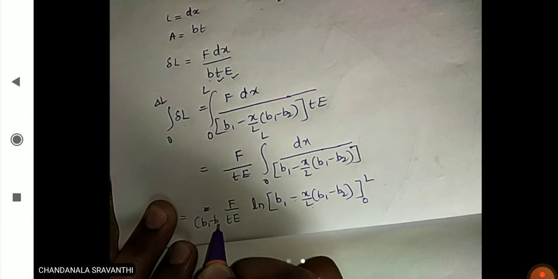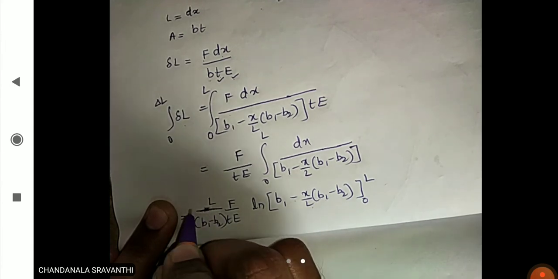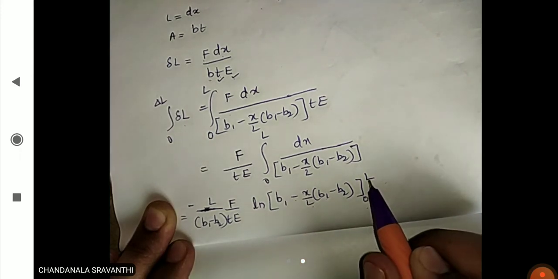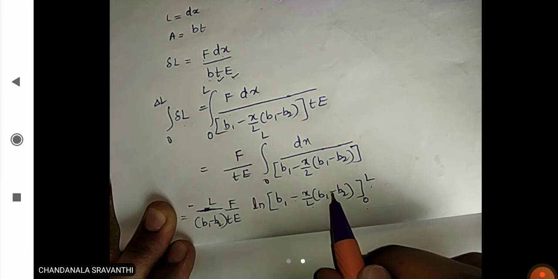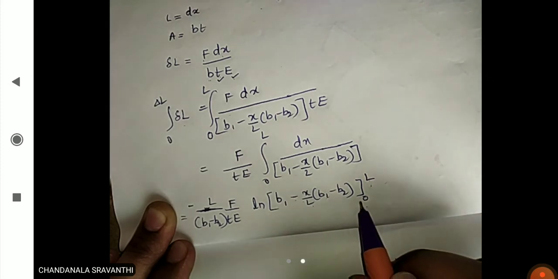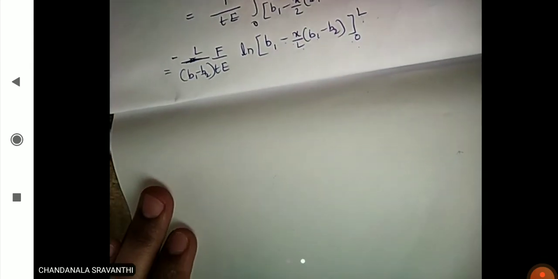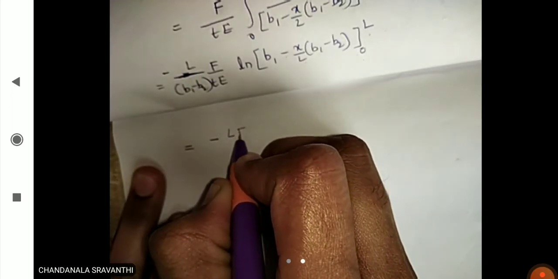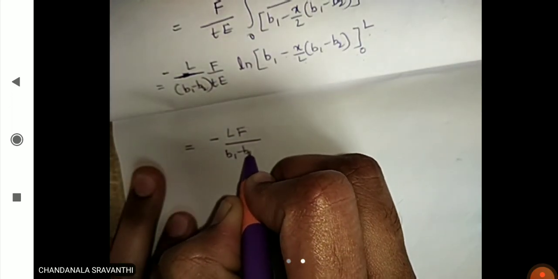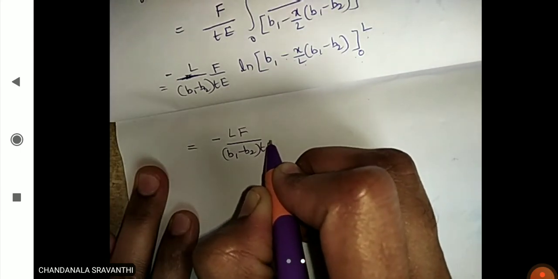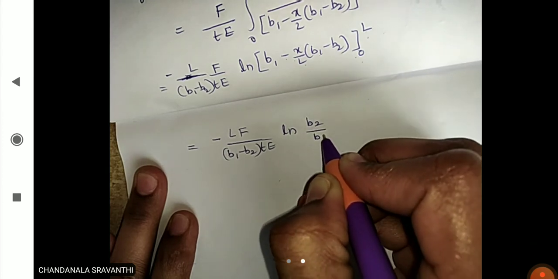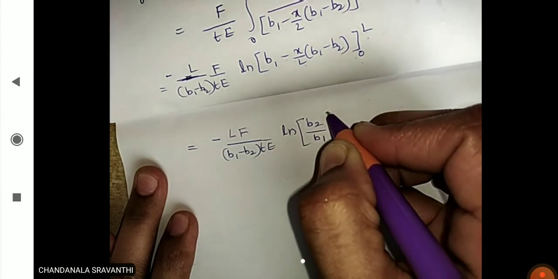So that will be L by (B1 minus B2), with a minus sign. Now substitute the upper and lower limits. If you substitute the upper limit, you will get B2, and the lower limit gives B1. So ln of B2 by B1. So you will get minus LF by (B1 minus B2) into T E ln of B2 by B1. So this we have got.